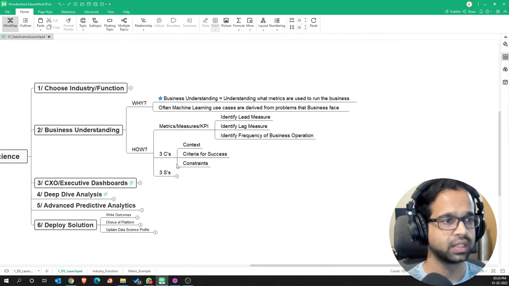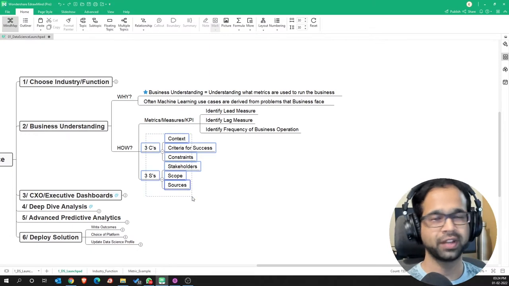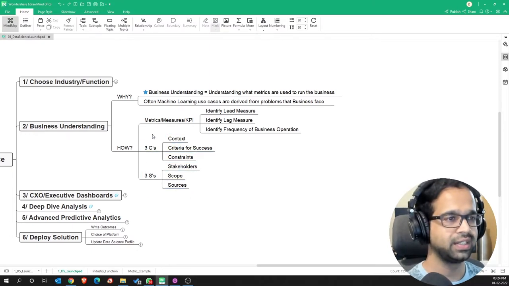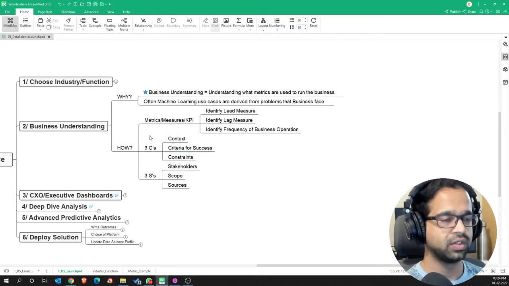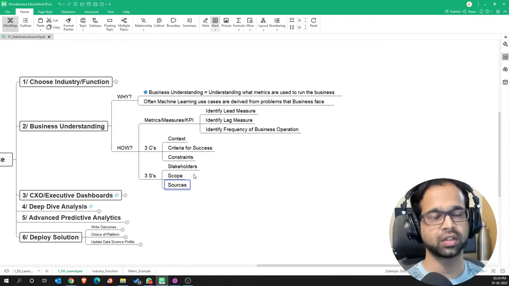Then next comes, how do you serve it to that particular business? This is a framework that I've taken from McKinsey, the 3 C's and 3 S's. You want to start with context, criteria for success, and constraints. Then you want to serve it to those stakeholders in a specific scope, and you want to identify the data sources that are required to solve this problem.